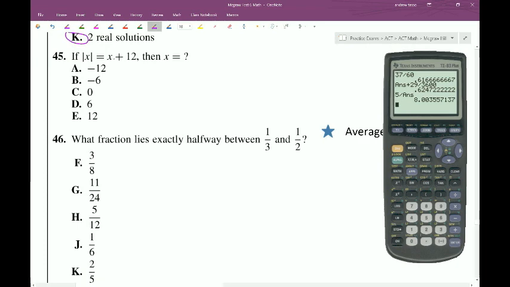Alright, if absolute x equals this, then what is x? So with this one, the easiest way is to just plug in. So if you plug in 0, you get 0 equals 0 plus 12. That's not true. 6 equals 6 plus 12. That's not true. -6 equals -6. Yeah, this one's going to work, right? Because if you take absolute -6 equals -6 plus 12, what's 12 minus 6? That's 6. Absolute 6 is also 6.